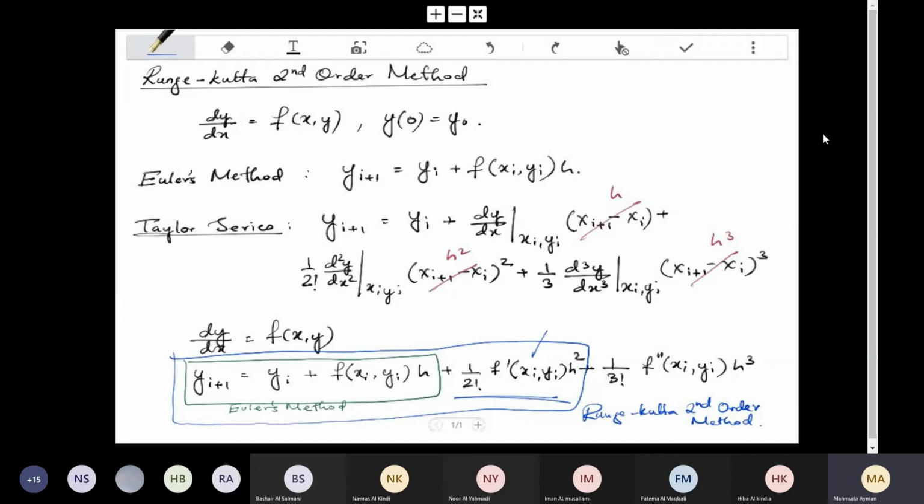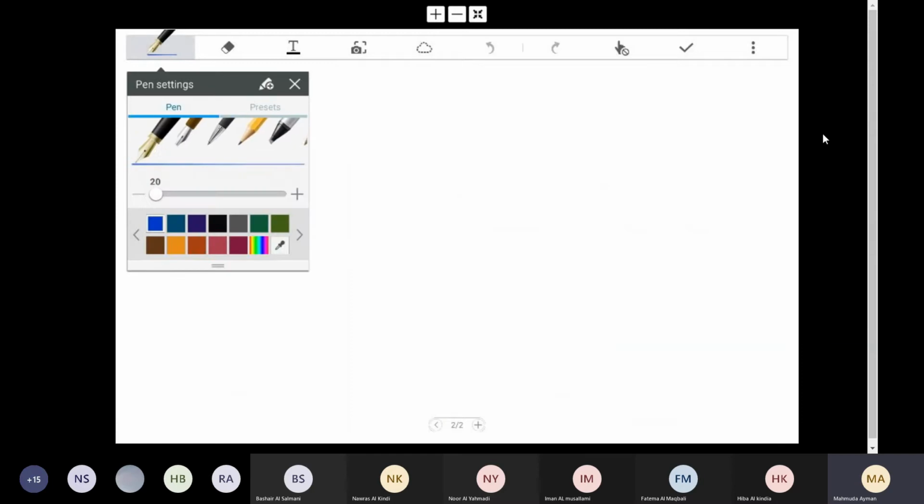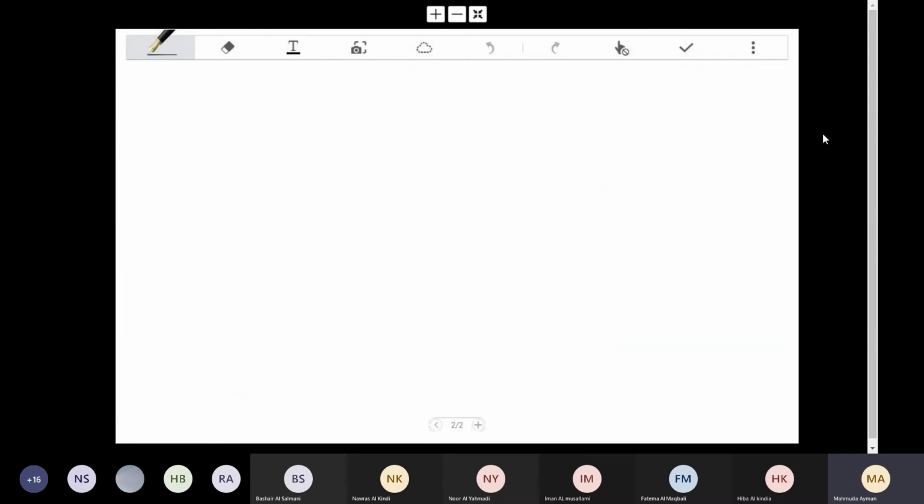So you can say that what the Runge-Kutta method is based on is y i plus 1 is equal to y i plus f of x i, y i times h plus 1 over 2 factorial f prime of x i, y i times h squared. So that would be the formula.